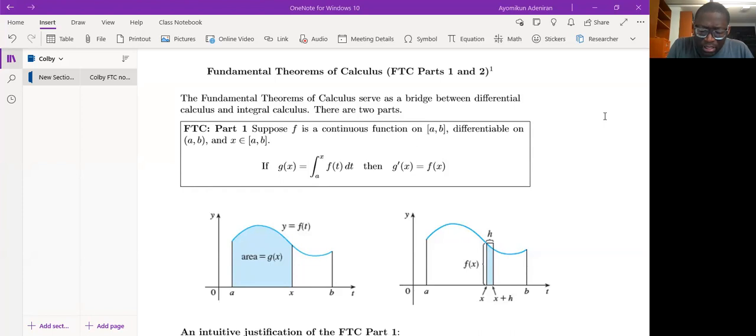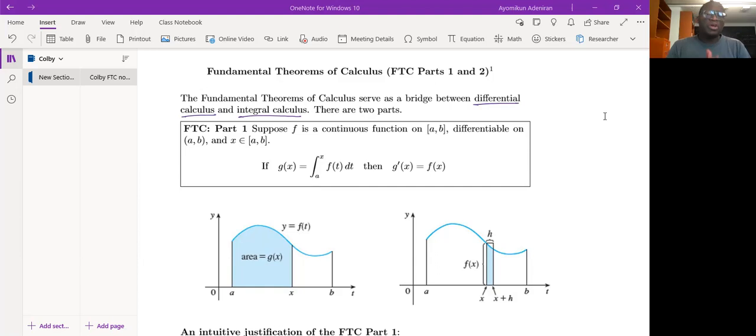So we know there are two parts to really, when you start to look at calculus, the differential calculus side and the integral calculus side. Now, there are two parts. So the FTC Part 1 is where we're going to start from today.